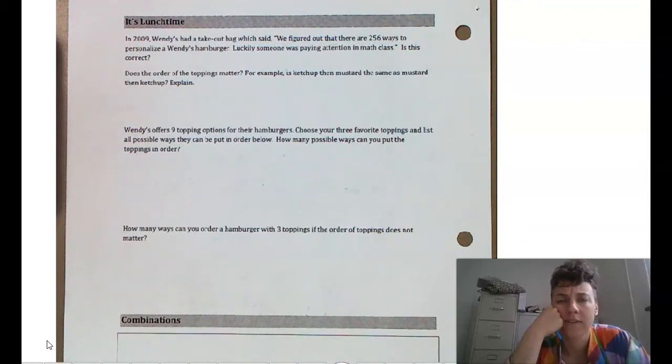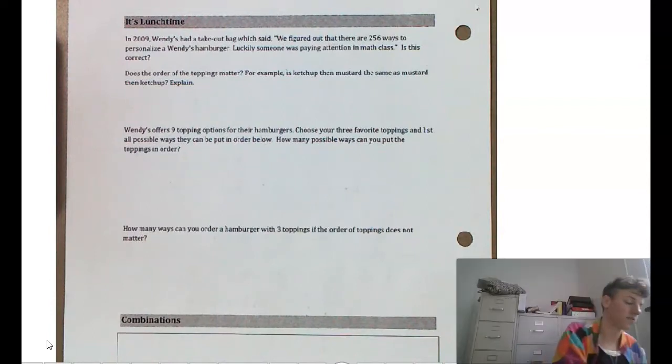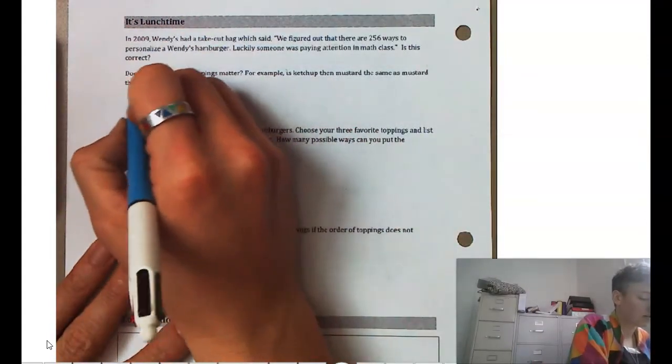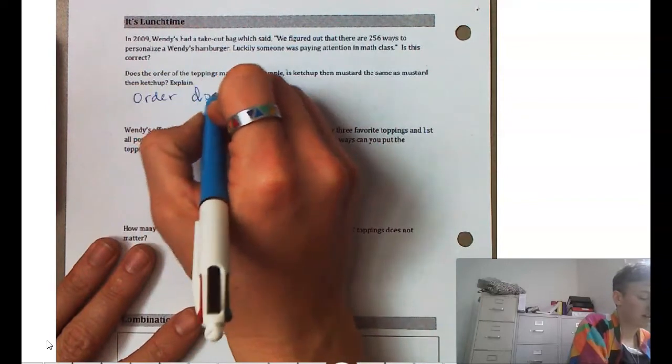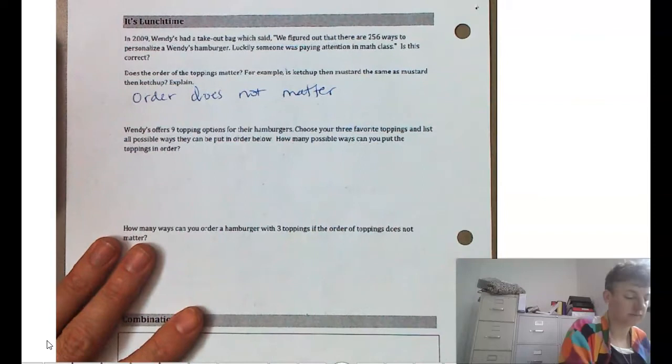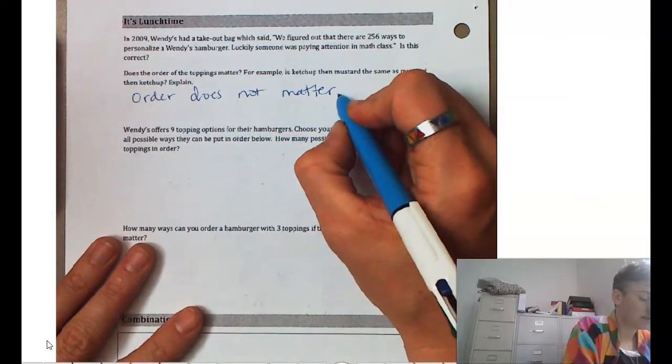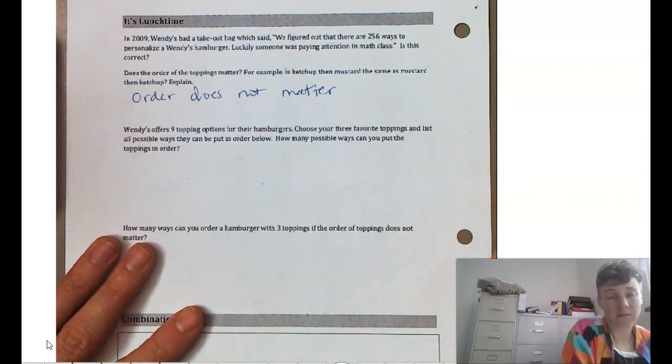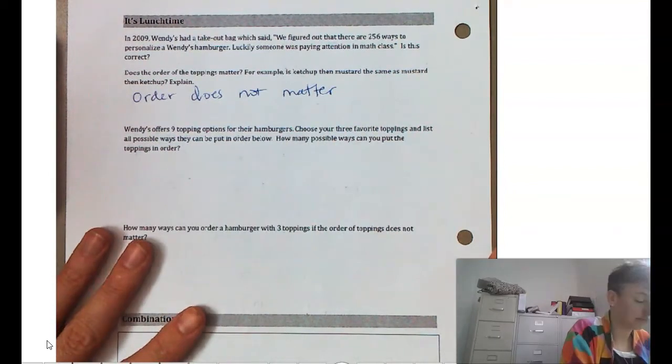Does the order of the toppings matter? For example, is ketchup and then mustard the same as mustard and then ketchup? In terms of taste, yeah, it really is. It's all going to get mixed together. It's all got all the same stuff. So, order does not matter in this case. It's all going on the sandwich, all going in your belly. Order doesn't matter.